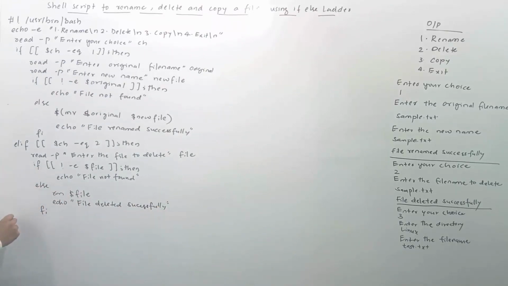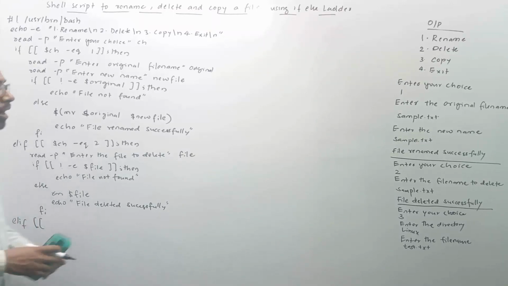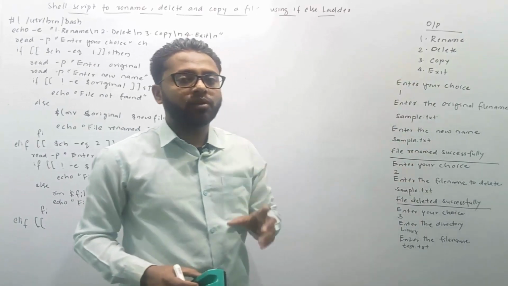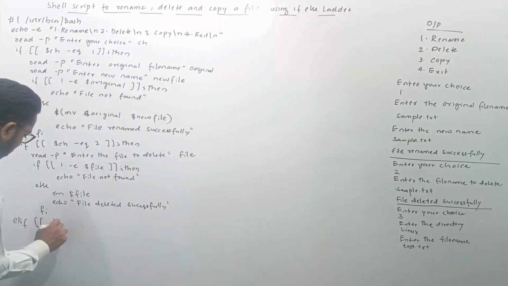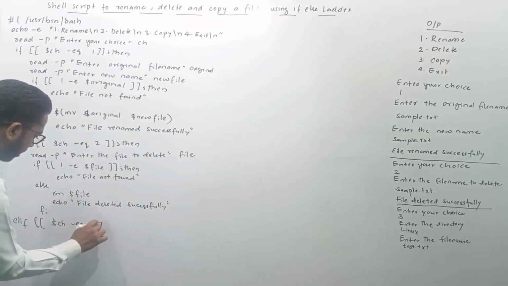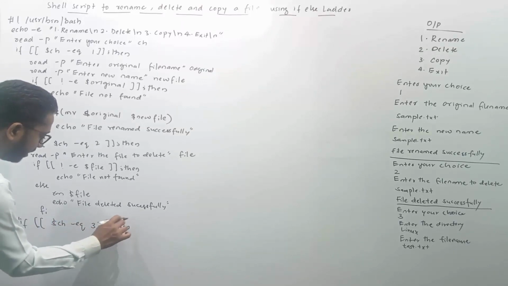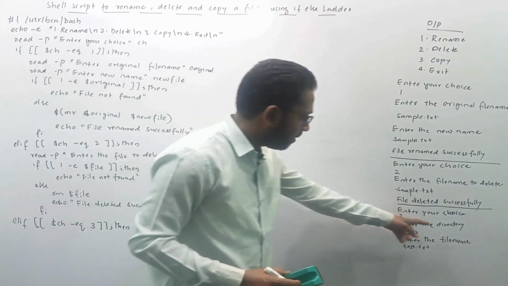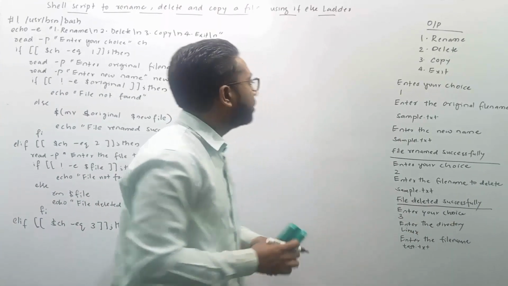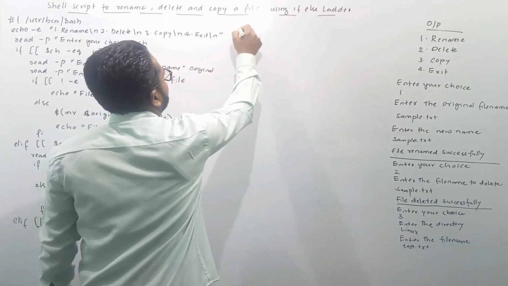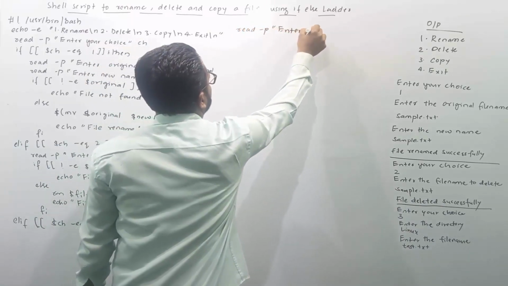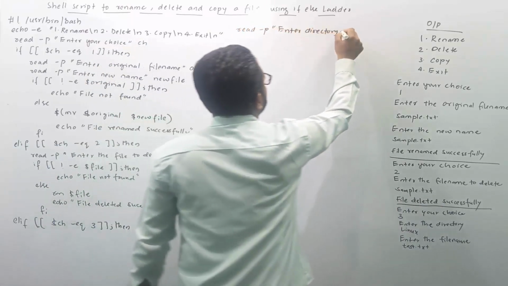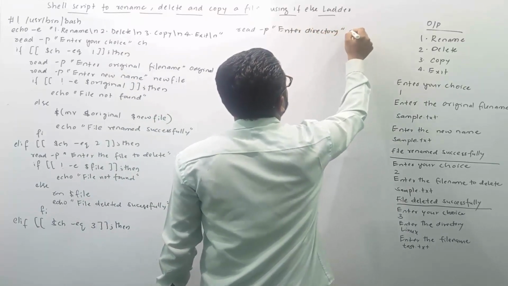Next is elif. Elif, square bracket open. Okay, what if user enters 3? That means user wants to perform a copy operation. That I need to set here. Elif $ch is equals to 3, then I need to ask the user to enter the directory to where you want to copy. Read -p, enter directory, let us say dir.